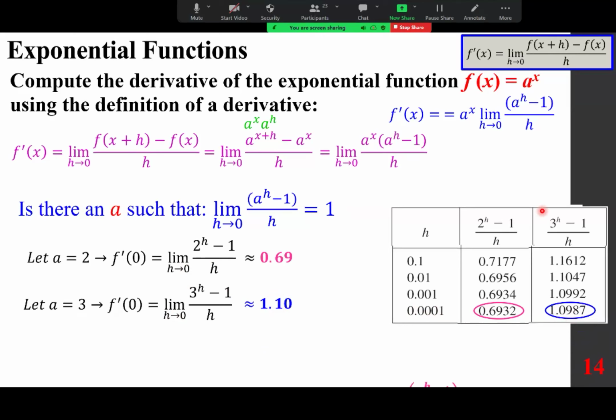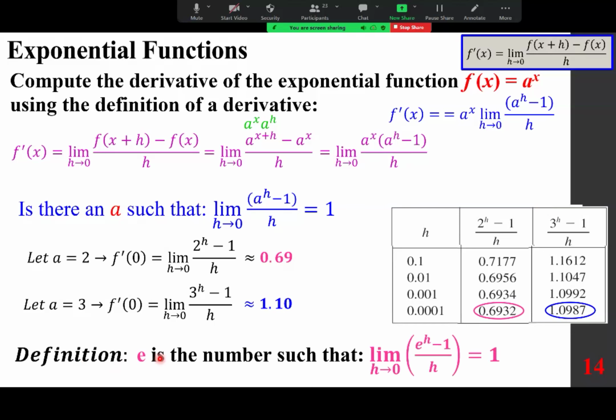So we define that definition. e is the number such that this limit, and now we're going to change the a to e, limit of e to the power of h minus 1 over h as h approaches 0. So e is defined as such.